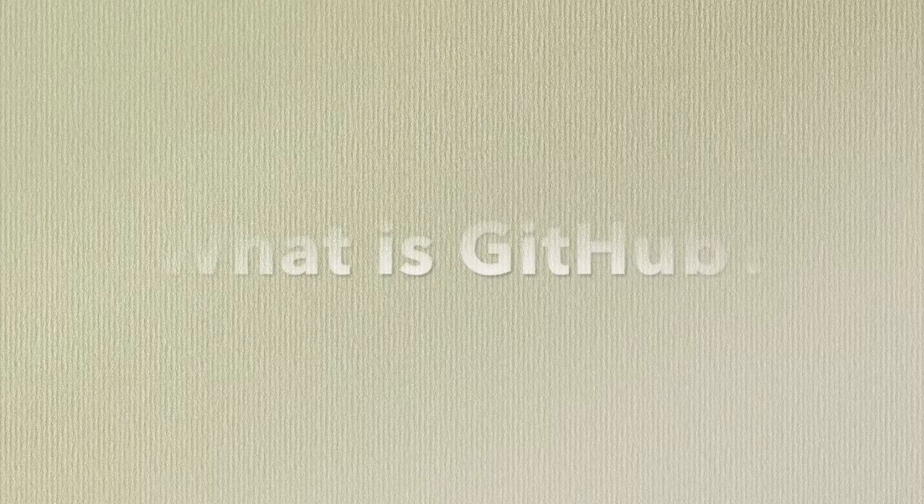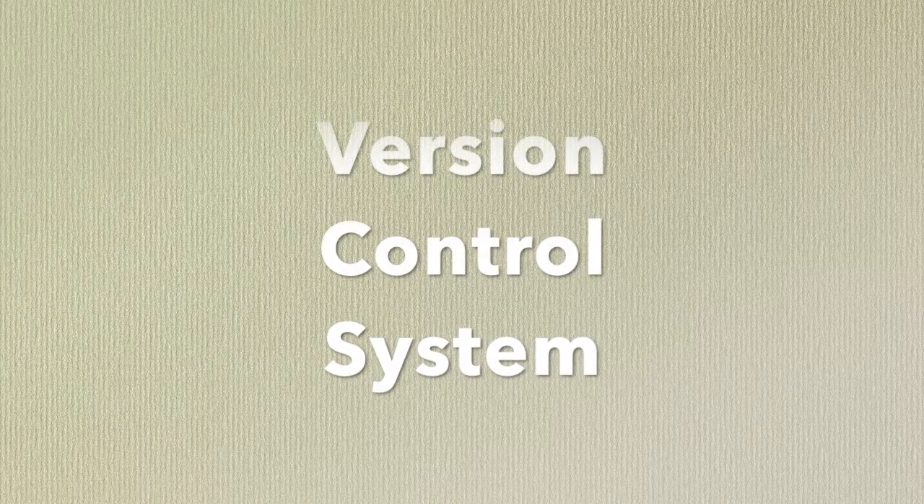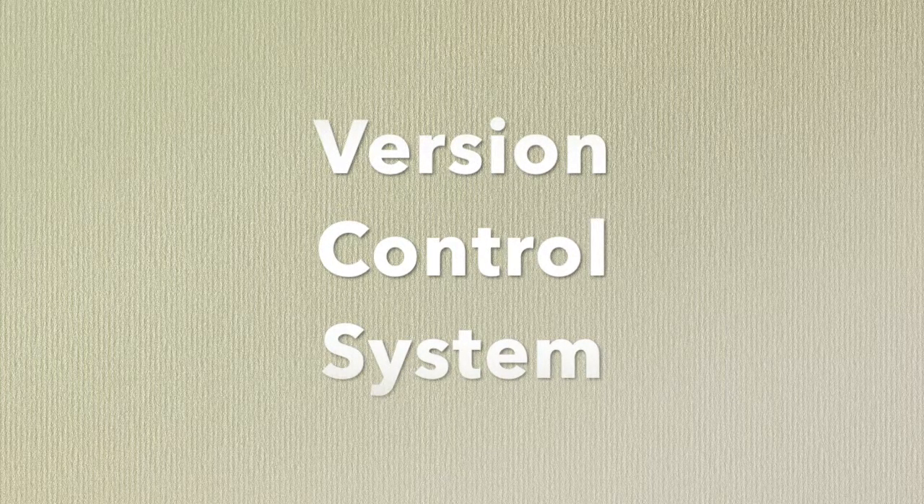So, first of all, what is GitHub? GitHub is what's called a version control system. Now, GitHub does a lot of things, and we cannot cover all of them in this video, and it would be a very long video if I tried to.